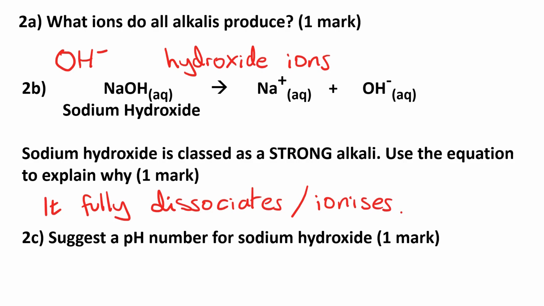And question C, suggest a pH number for sodium hydroxide. There's that word suggest again, which means there's several possible answers. And if it's a strong alkali, it would be pH 13 or 14.